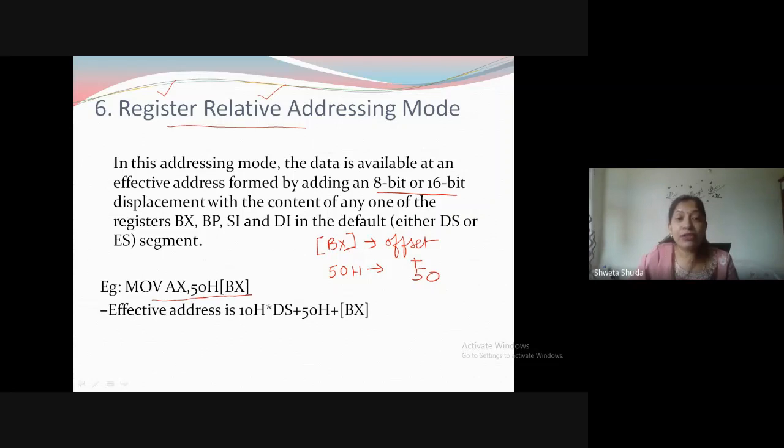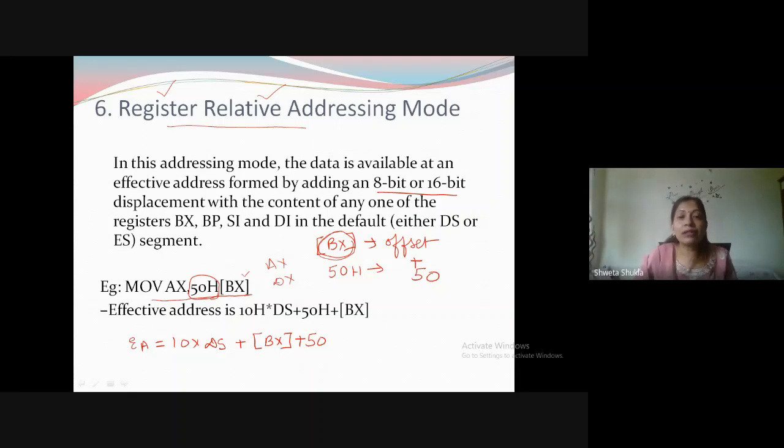Remember, register relative addressing mode means that you are not using any pointer or index register. You are using a general purpose register for the offset address. That means you are using BX. You can use AX, you can use DX, anything you can use here, and it should contain an offset address. Now how can you calculate the effective address? 10 into DS, the default segment register here is the data segment, plus whatever value is in BX, taken as the offset address, plus 50. 50 is the relative value which is given in the instruction.